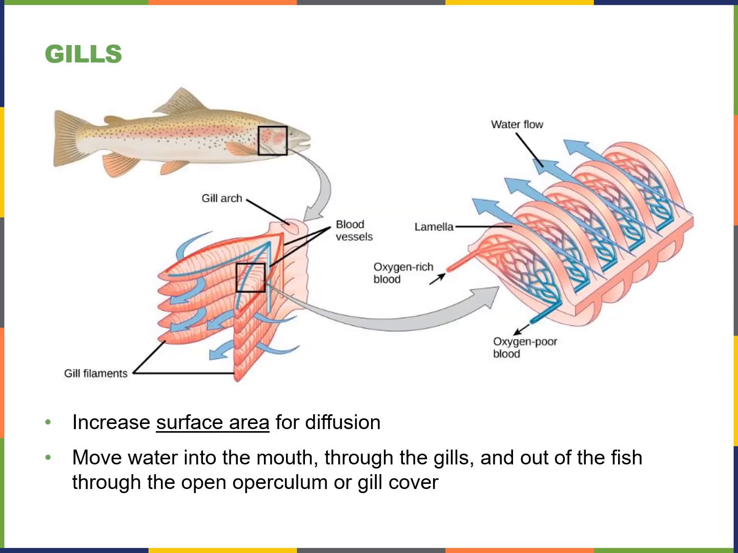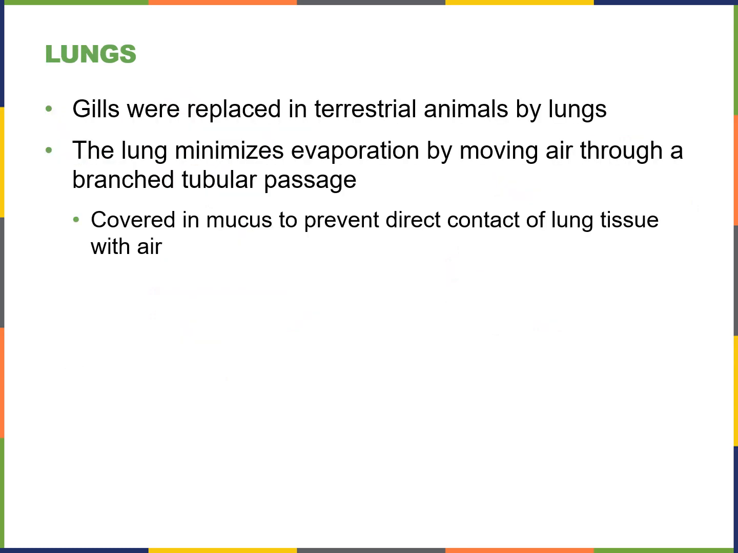So just like with lungs increasing surface area in humans, the same happens with fish. That's the reason why they have gills, and water moves in through their mouth, through the gills, and then throughout the fish in order to distribute the oxygen. As evolution occurred, gills were replaced in terrestrial animals by lungs.